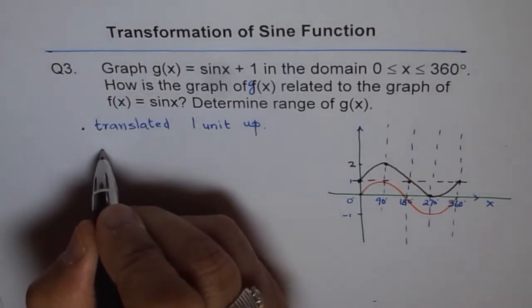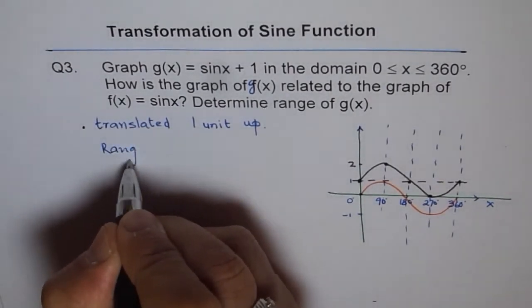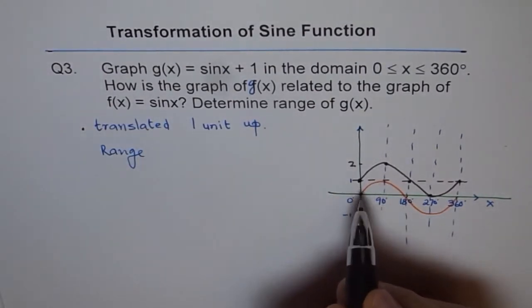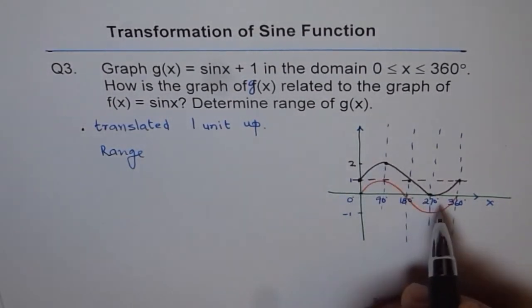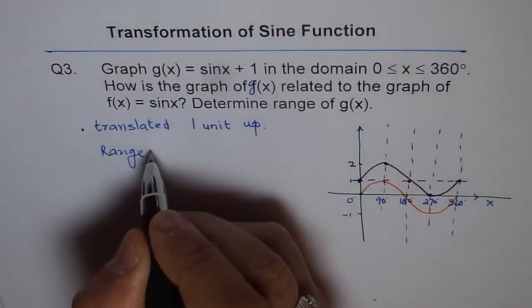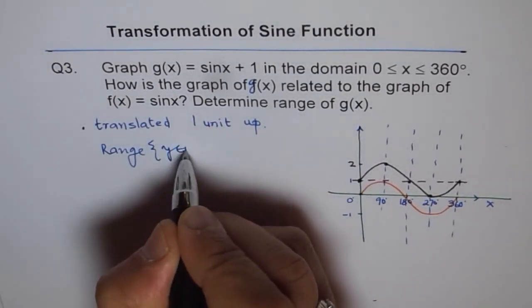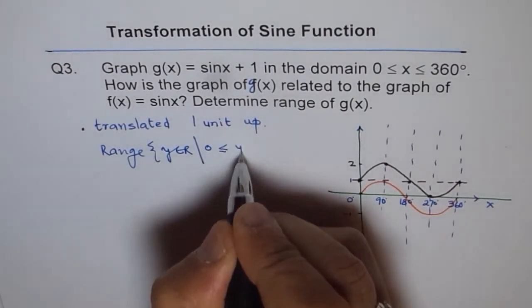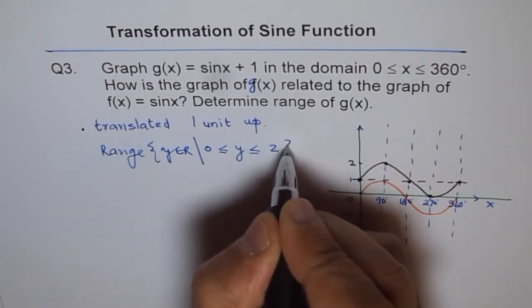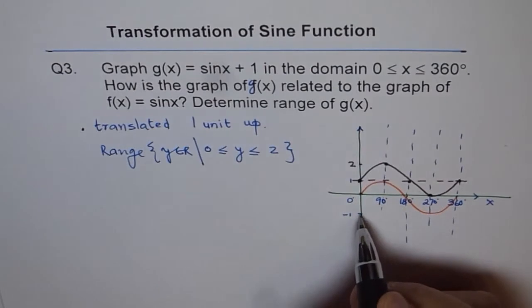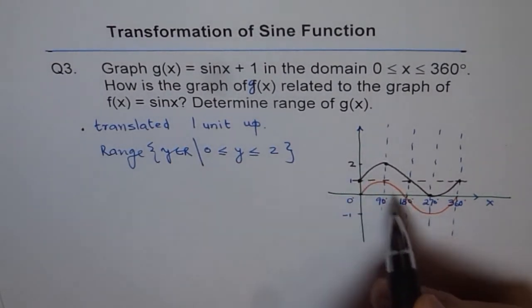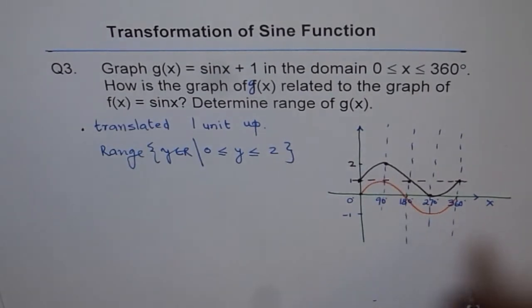So that is the translation, and it results in many changes. One is the range. We determine the range of g(x). Now the range is from 0 to 2, right? So the range, that means y belongs to real numbers such that y is greater than or equal to 0 and less than or equal to 2. So the range changes from minus 1 to plus 1 to 0 to 2. That is a major change in the range.